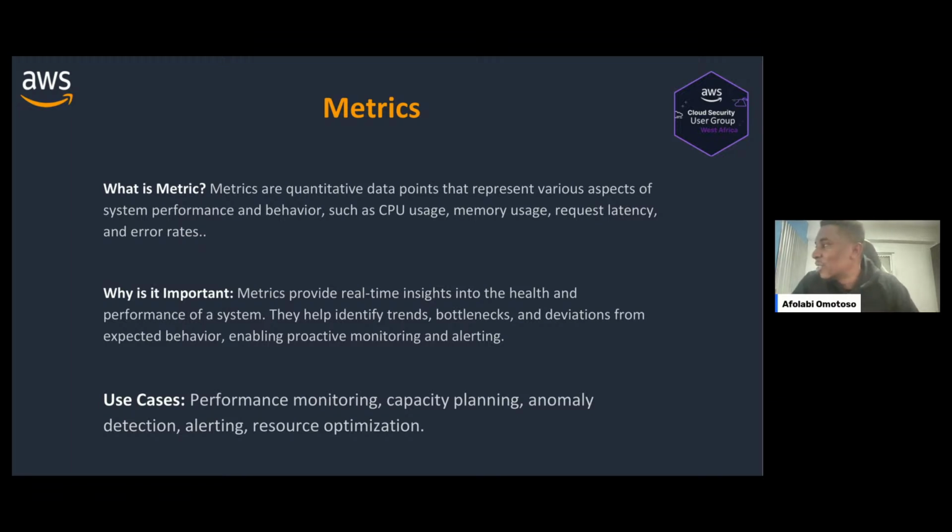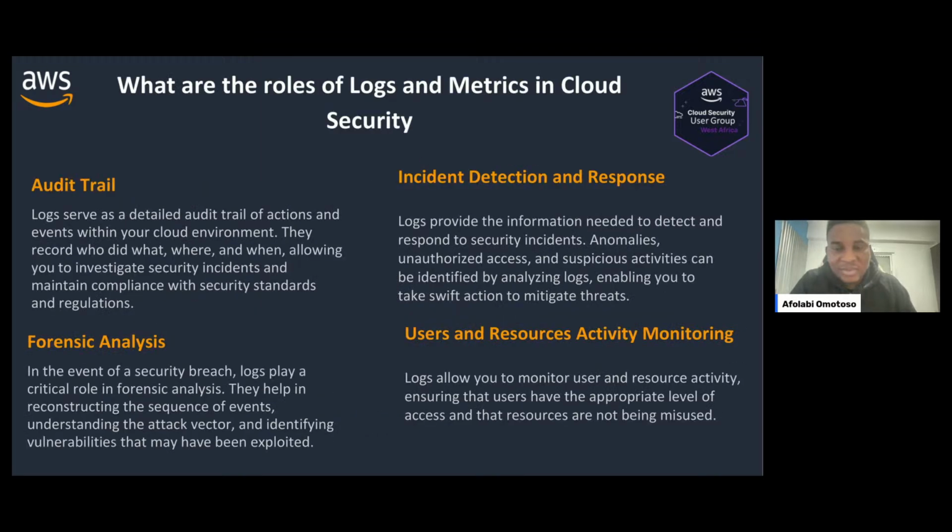Can we go to the next slide, please? So, having said that, I would like to talk about the roles that these things actually play in security. What I mentioned before is all about the overview, the general use cases. But when it comes to security, logs and metrics, what are the roles that they actually play? What are their functions? So the first thing that I put here is an audit trail.